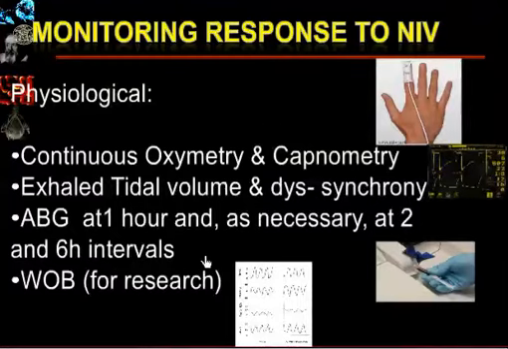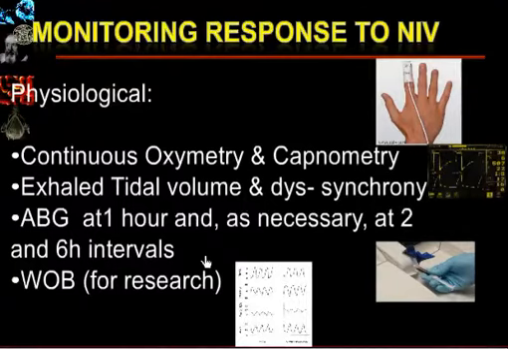The exhaled tidal volume, and the potential desynchrony that should be useful to be monitored, but I will not insist that much on that because Philippe Choyer will detail this issue. Then the arterial blood gas analysis, the classical approach that can be taken 1 hour immediately after the application of non-invasive ventilation or as necessary at a given specific time. And then lastly, the work of breathing.